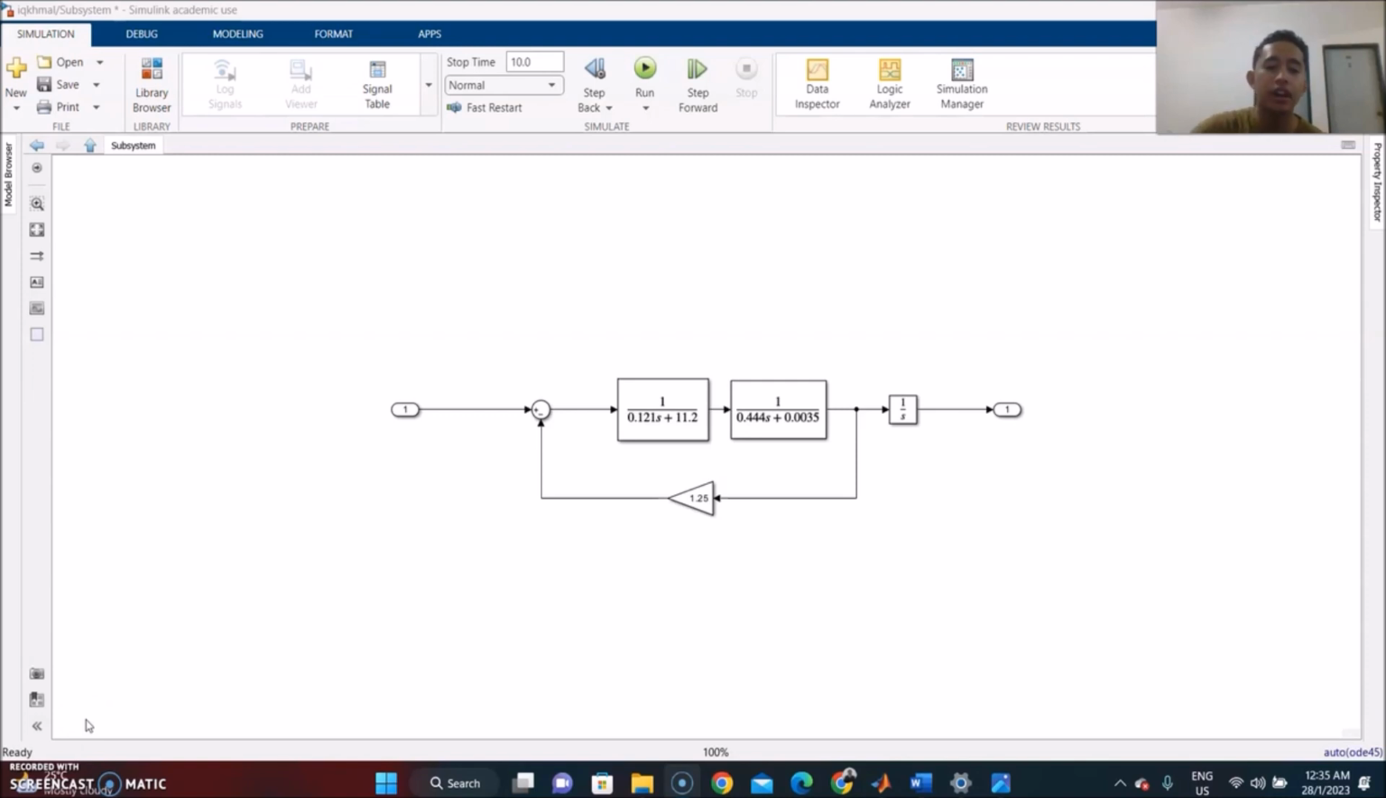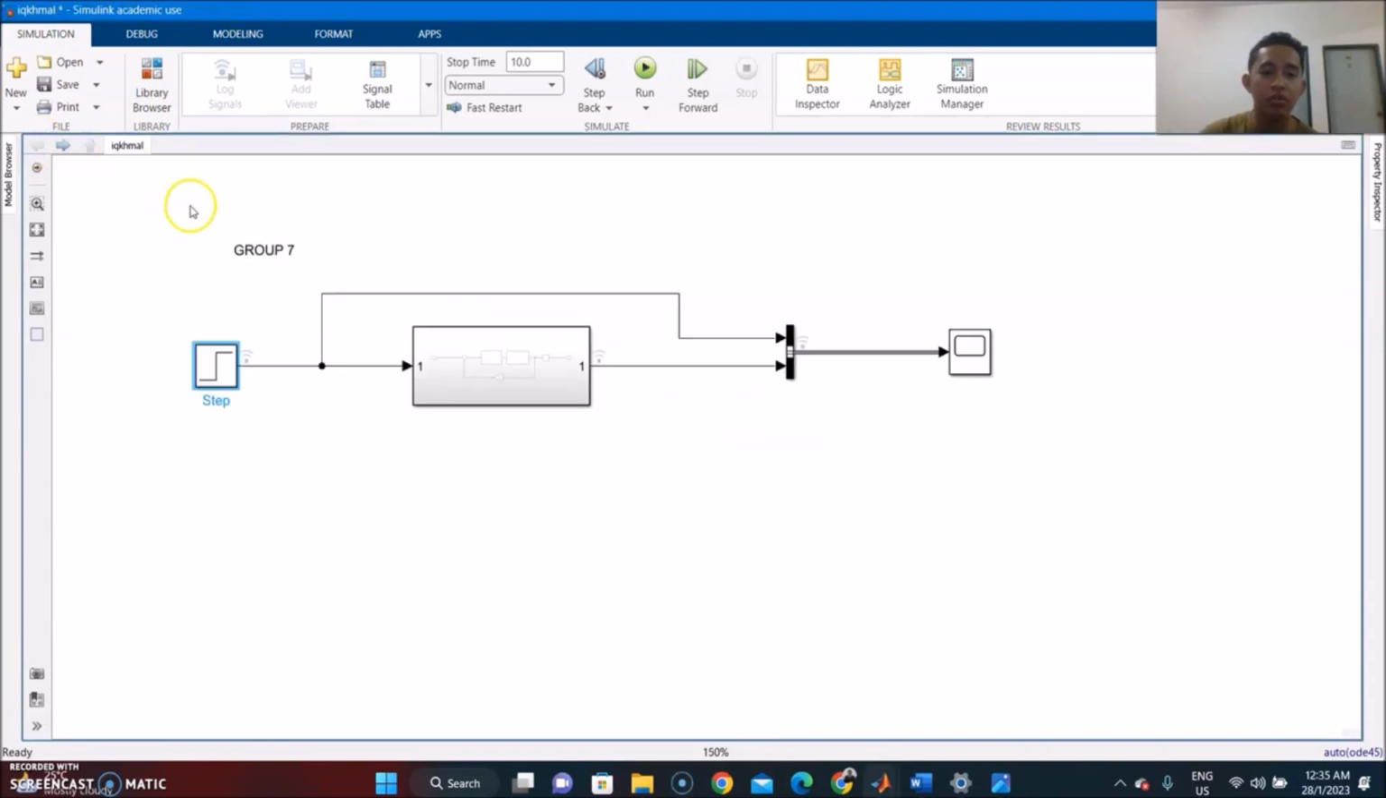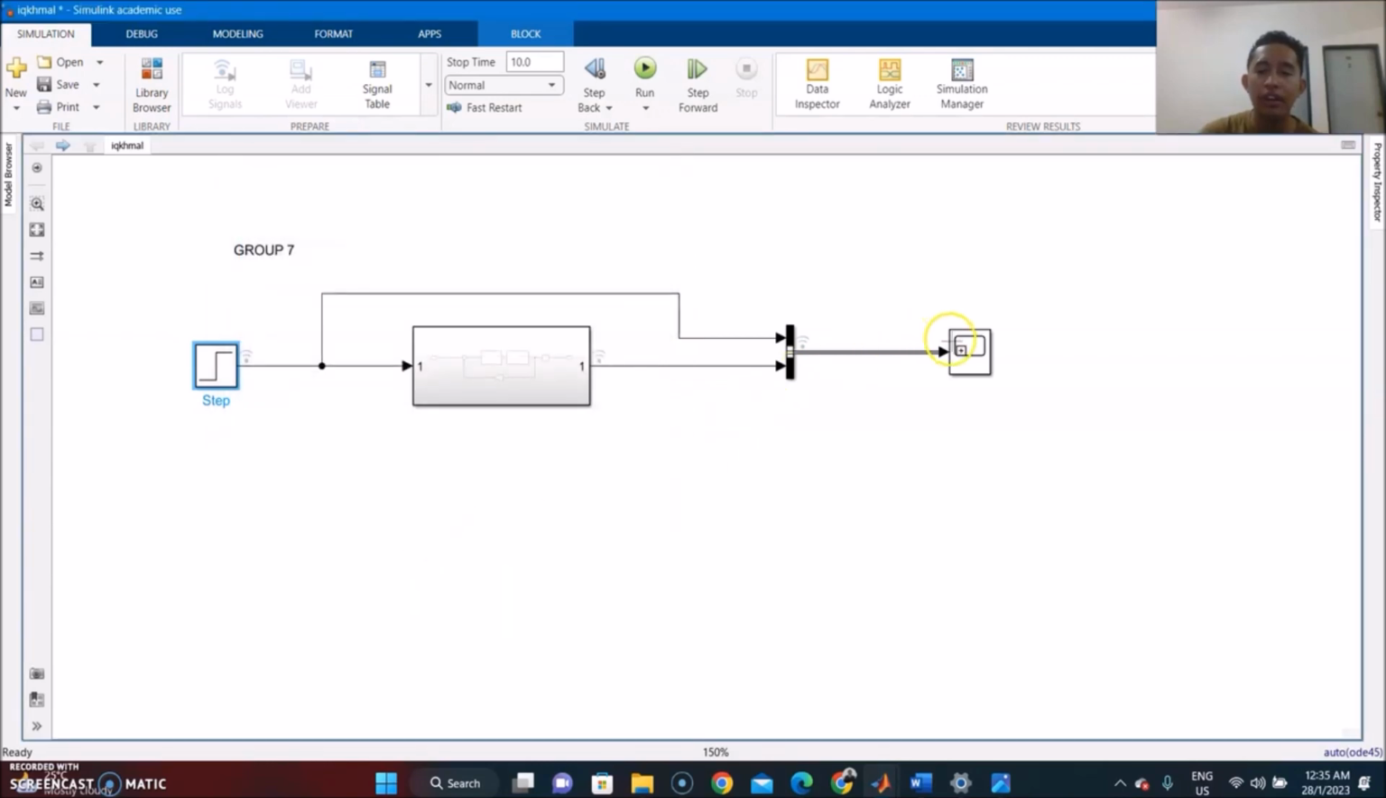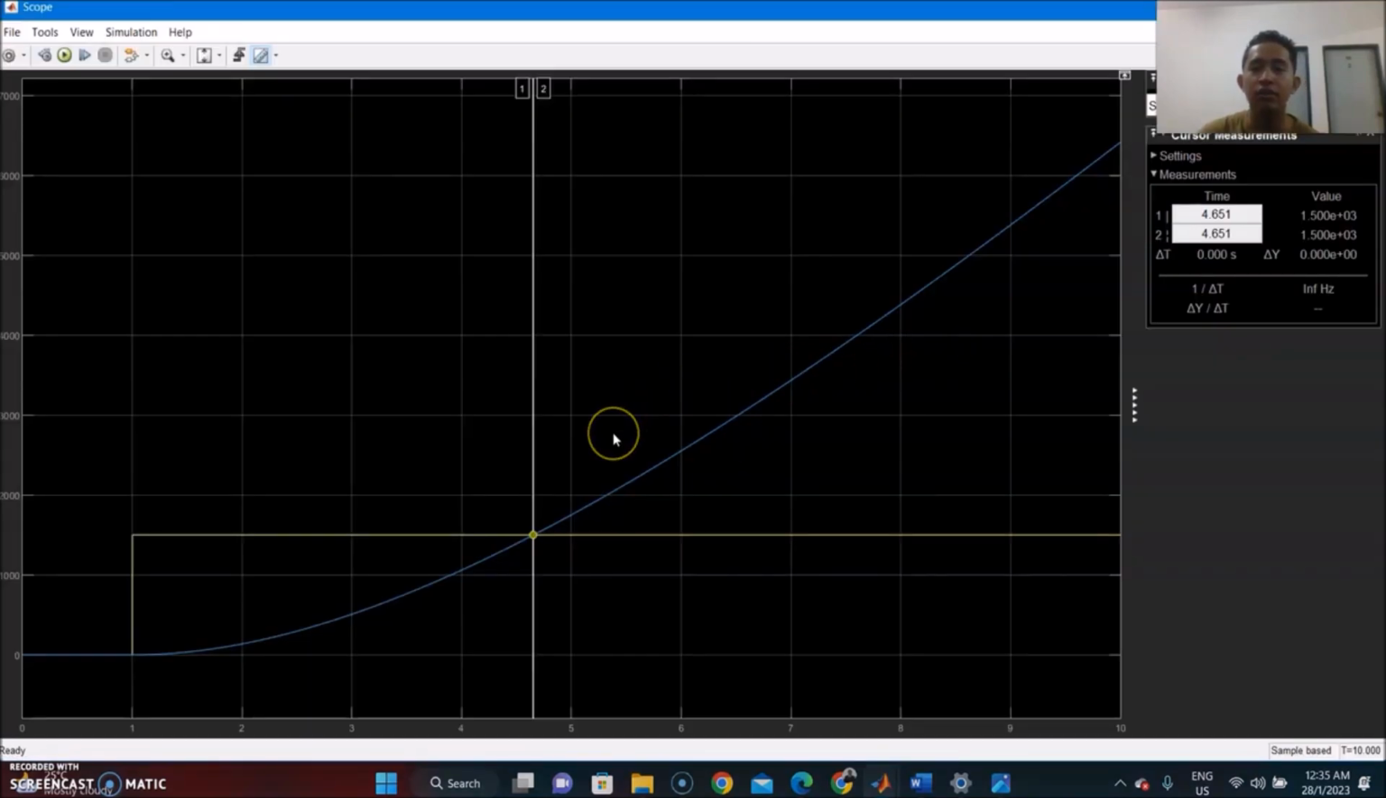As we can see here, this is a subsystem of DC motor in MATLAB. We already designed it right here. Then after that, we continue to the block diagram of the system in MATLAB using step, using subsystem, using bus, and using scope. After that we run. Before that, we should set the step, which is the RPM. The final value is 1500, and then we can go to the scope to see the graph. The graph will execute.